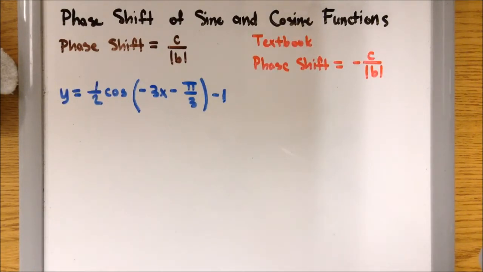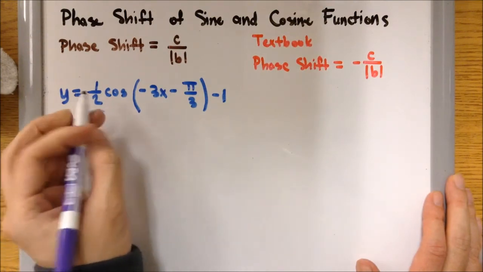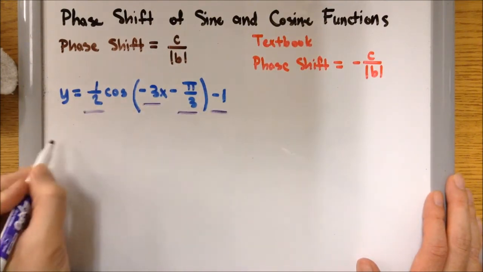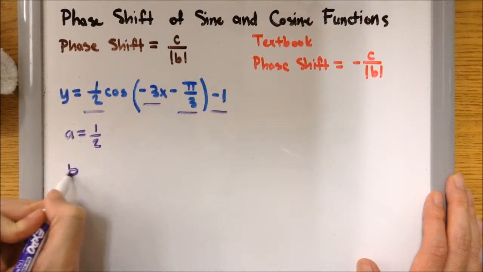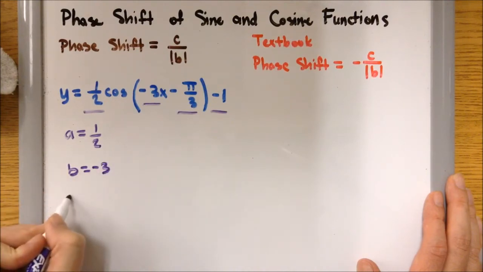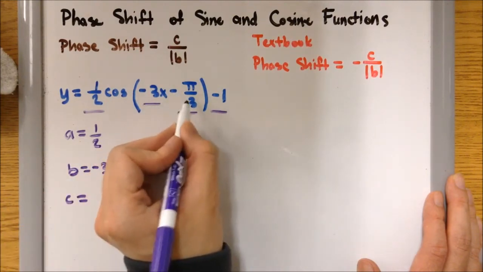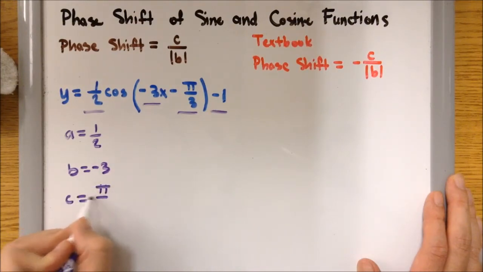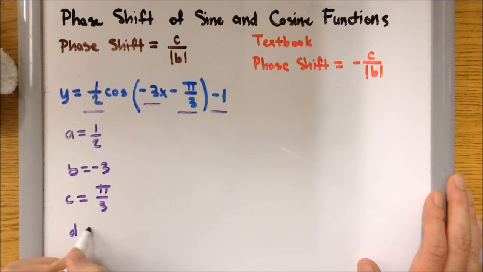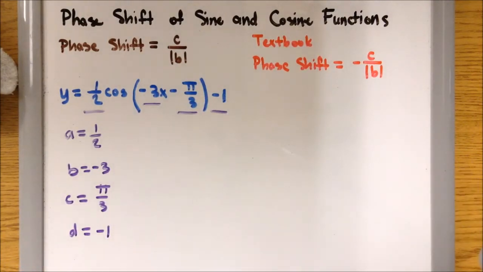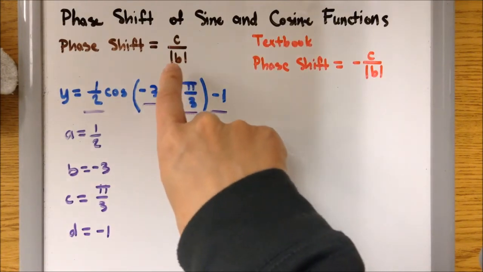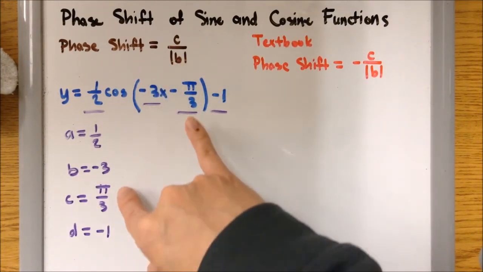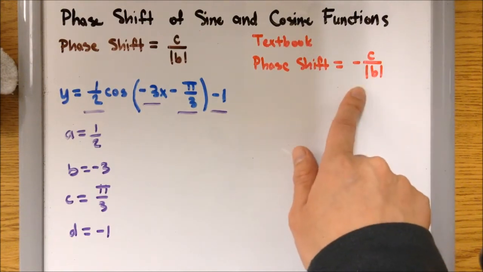So, first I'm going to write out the A, B, C, D. So A is 1/2, B is negative 3, C, now as I did before, since it's minus pi over 3, I'm just going to write it as a positive pi over 3, and then D is negative 1. Alright, so as I was saying before, I took the opposite of C, so therefore I'm going to use C over absolute value of B. Now if I did not, then I must use this one.